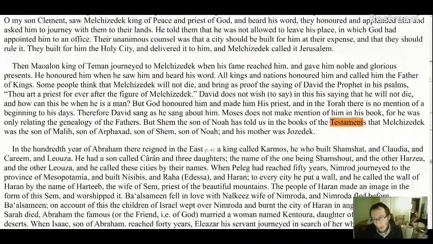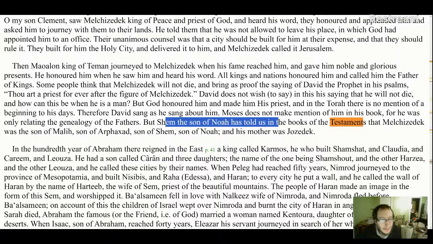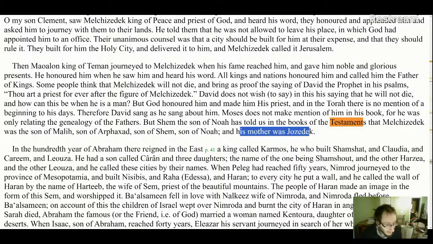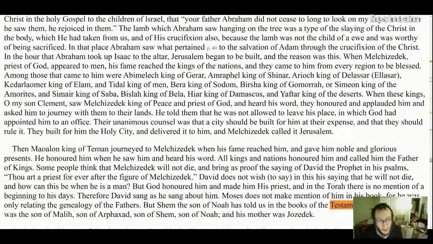Now, here's the part where we get the source of the idea that there was a Book of Shem, which had the testaments. It says, Shem, the son of Noah, told us in the books of the testaments that Melchizedek was the son of Malach, son of Arphaxad, son of Shem, son of Noah, and his mother was Josedek. Okay, so according to the Book of Clement here, Shem wrote a book, and the book was an account containing the testaments of the forefathers, of the patriarchs.